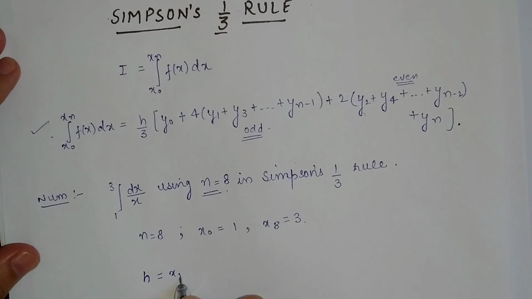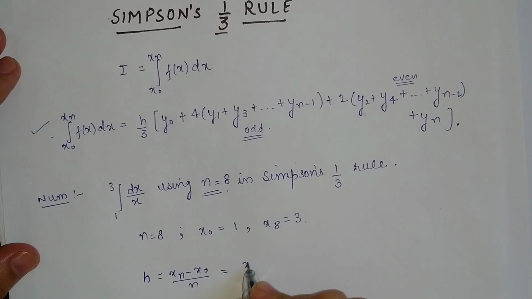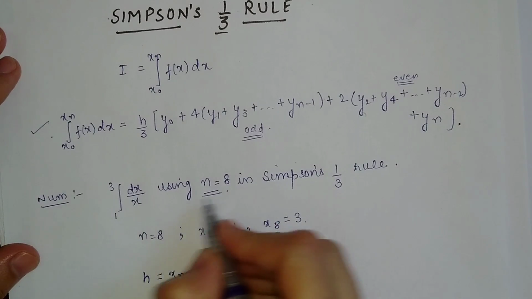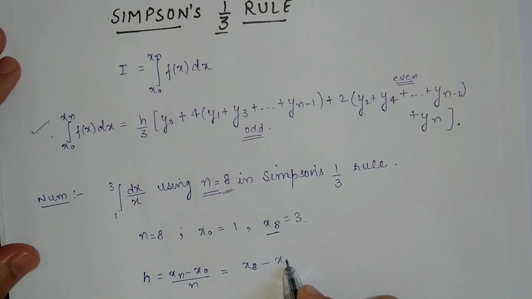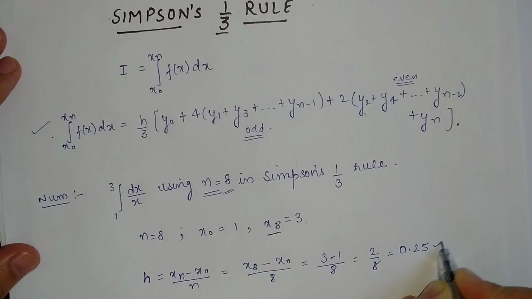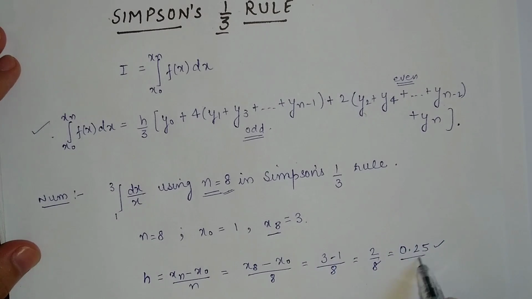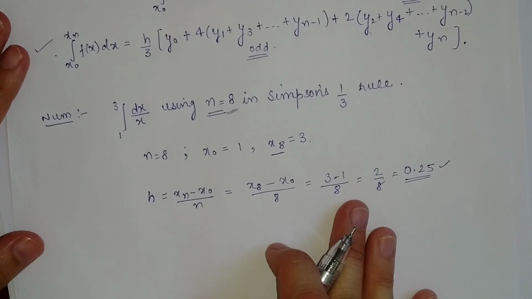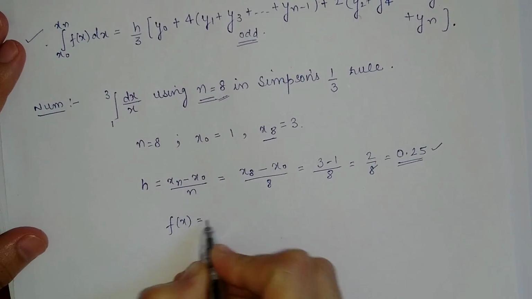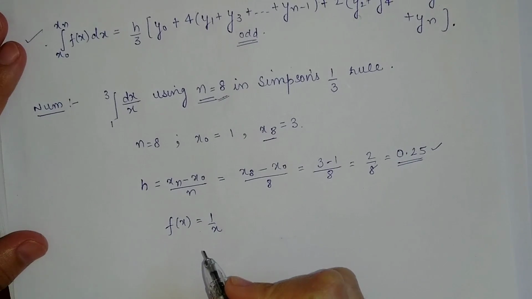So before proceeding further, we have to find the value of h, which is the gap between the intervals. So the formula is xn minus x0 divided by n, and xn is x8, minus x0, divided by 8. The value of n is 8, and after putting the values we'll get h equals 0.25. Now the function given is 1 by x.